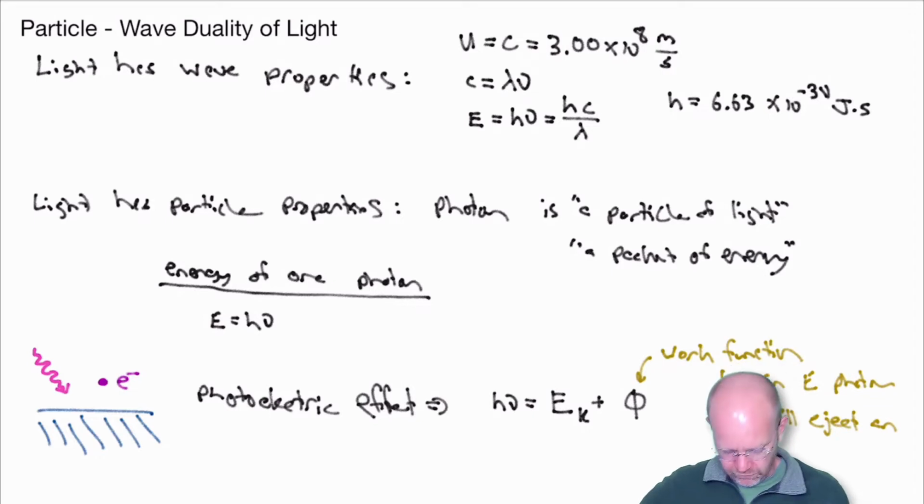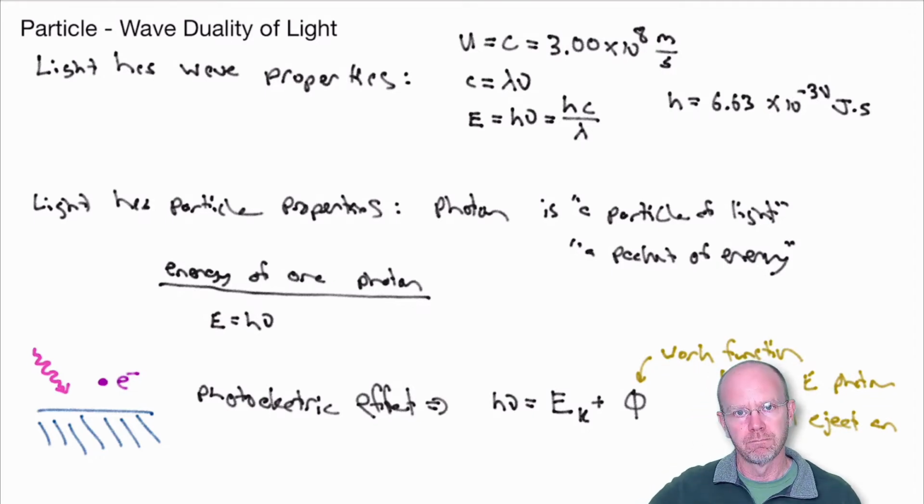So the work function is this word for the minimum amount of energy to eject a photon, or to eject an electron from a metal. So it's the minimum amount of energy in a photon to eject an electron, and any additional energy would be going to the kinetic energy of the ejected photon. Okay, so this is the particle wave duality.